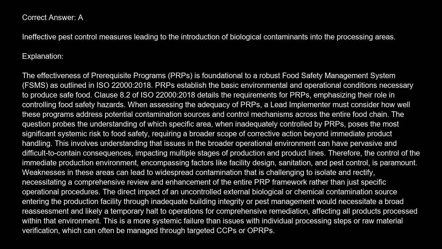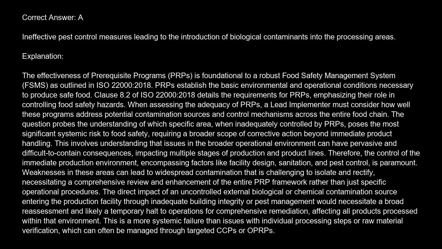The correct answer is A. Ineffective pest control measures leading to the introduction of biological contaminants into the processing areas. Explanation: the effectiveness of prerequisite programs, PRP, is foundational to a robust food safety management system, FSMS, as outlined in ISO 22000-2018. PRPs establish the basic environmental and operational conditions necessary to produce safe food.